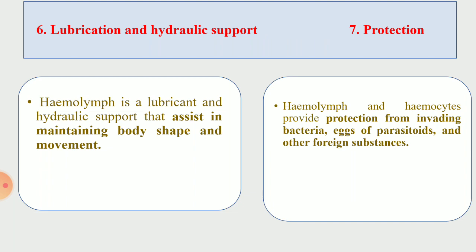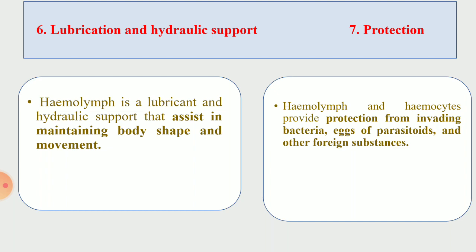Then the sixth is lubrication and hydraulic support. The hemolymph is a lubricant and hydraulic support that assists in maintaining body shape and movement, especially of soft-bodied forms such as caterpillars. Hydraulic pressure is useful for release of pheromones and to break open the old puparium.